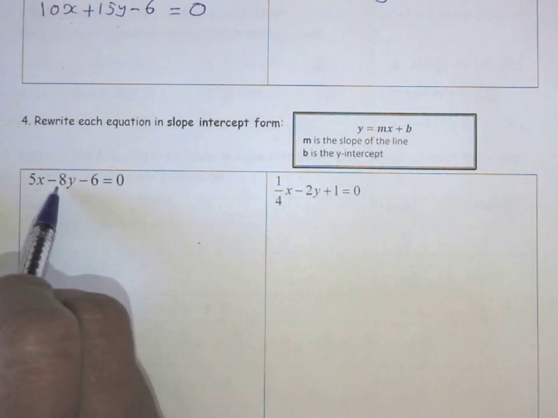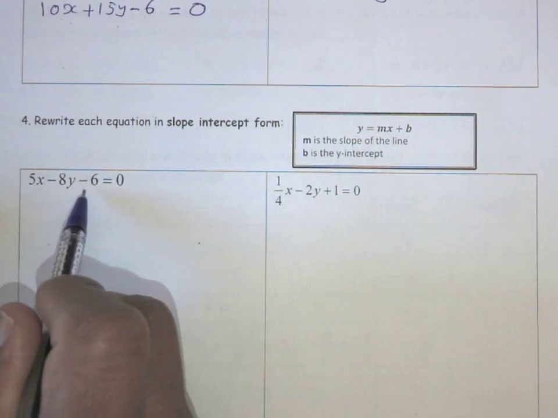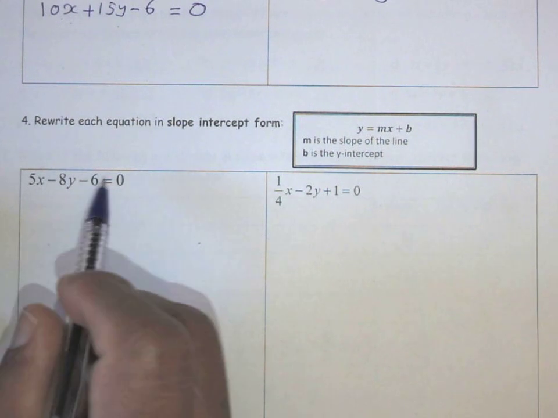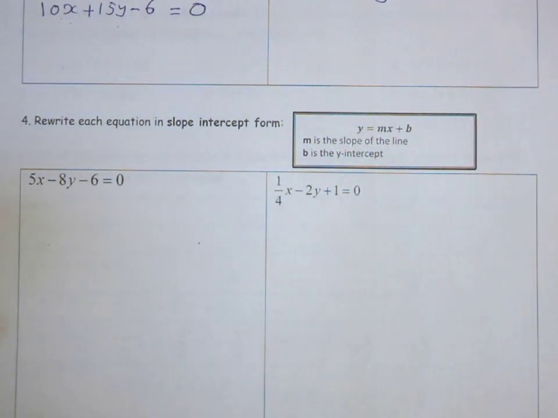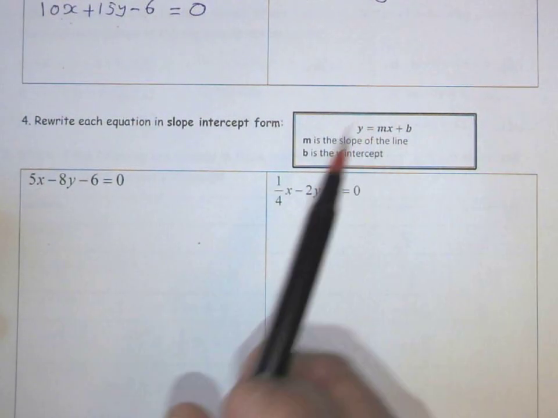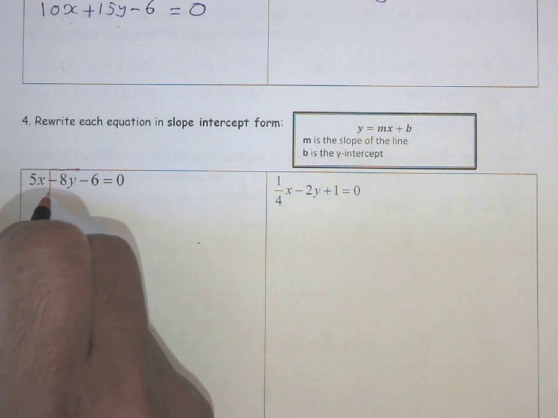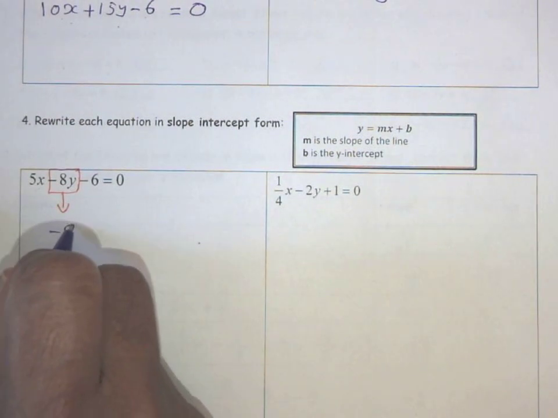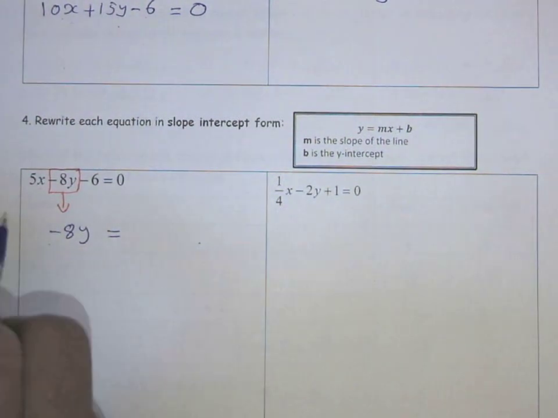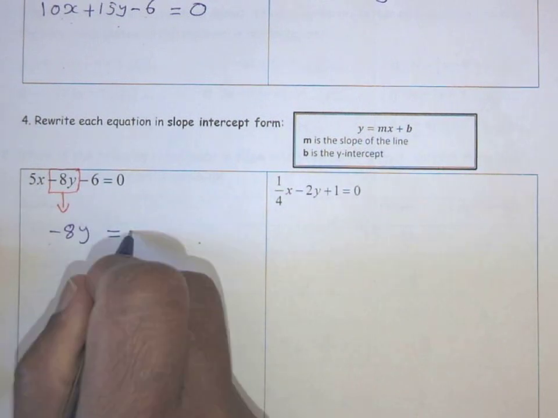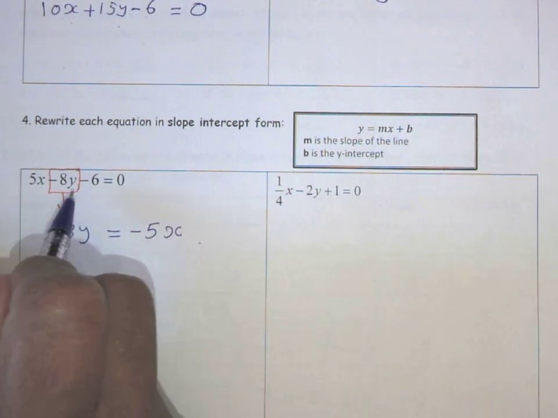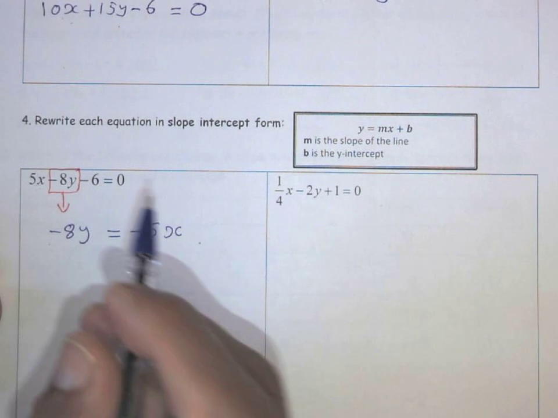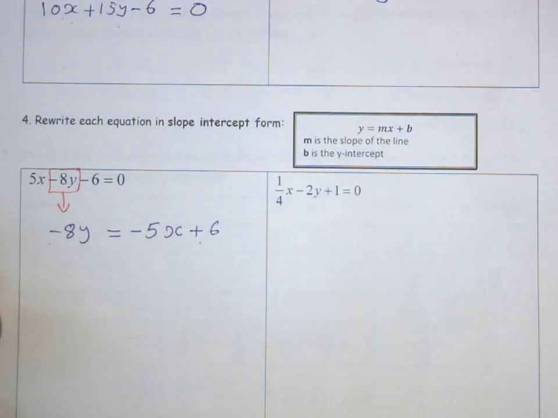So we're going to convert, rewrite this equation that is in standard form into slope-intercept form. How do we do that? In slope-intercept form, it starts with y. So whichever is the y term with its sign, we keep that there, and everything else we transpose to the right side. So negative 8y equals negative 5x, and then we transfer this negative 6 to the right side, and it becomes positive 6.